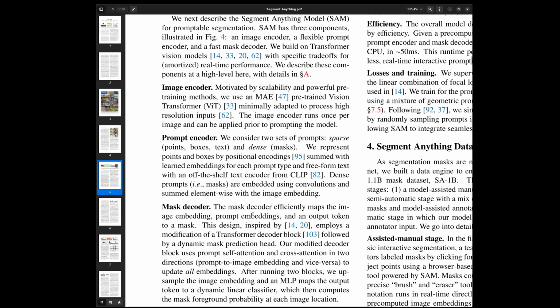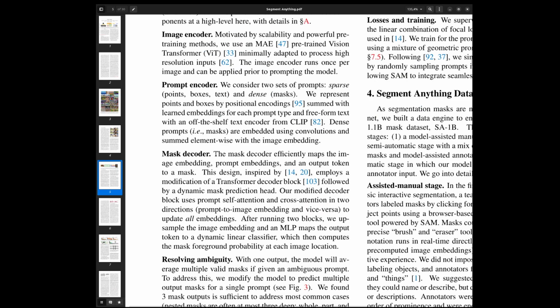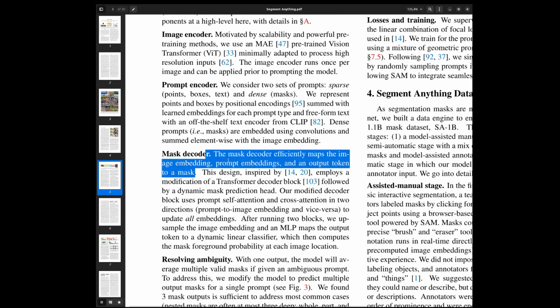Yeah, and dense prompts are embedded using convolutions and summed element-wise with the image embedding. Okay. The mask decoder efficiently maps the image embedding, prompt embeddings, and an output token to a mask.